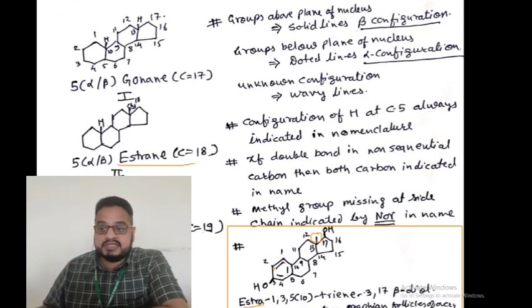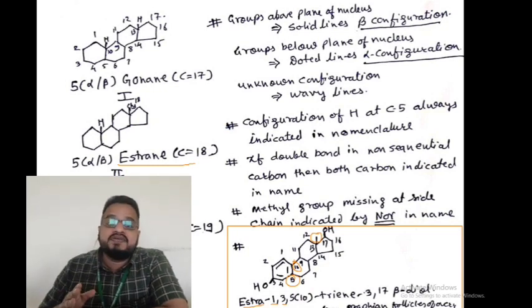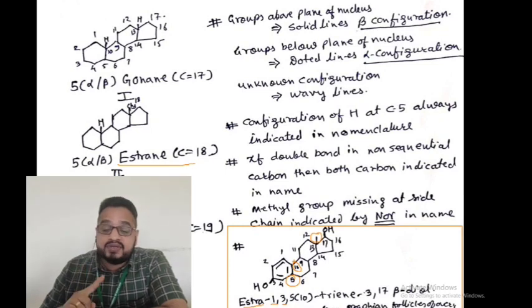How are we going to do it? So this is 1, 2, 3. 3 double bonds are there. Now the first double bond is between the first and second carbon, so I'll put only 1. Estra-1. Then the next double bond is 3 and 4, so that is 3. But the third double bond is present between the 5th carbon atom and the 10th carbon atom. If the double bond formed is non-sequential, in that case you are supposed to mention which carbons are connected with the double bond.